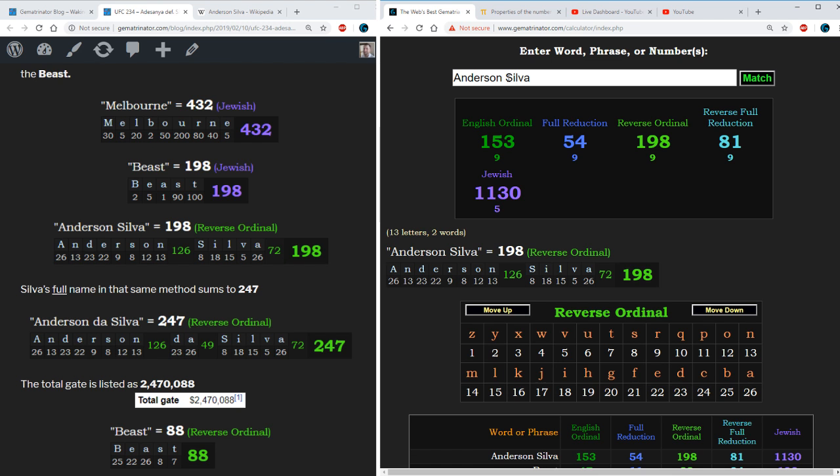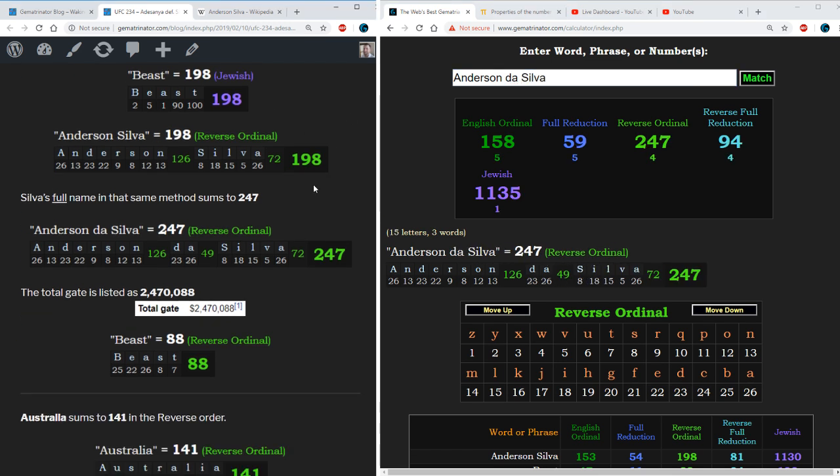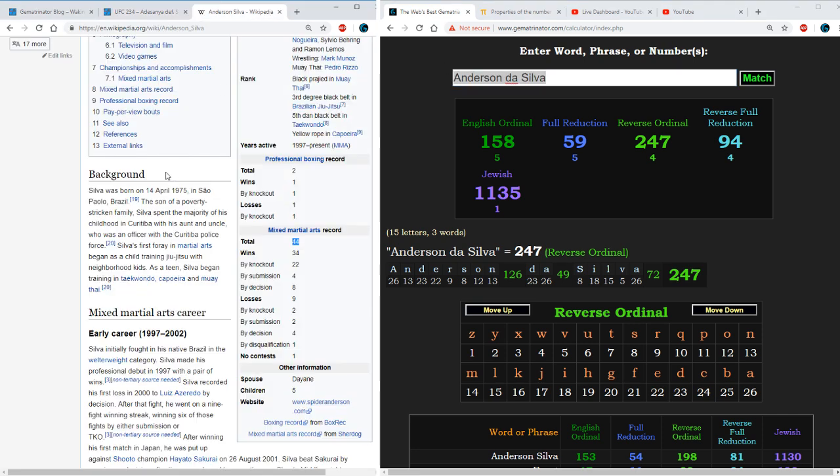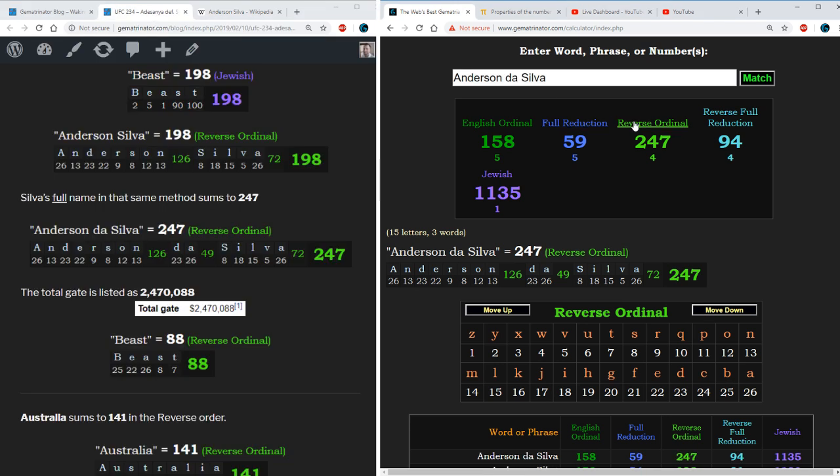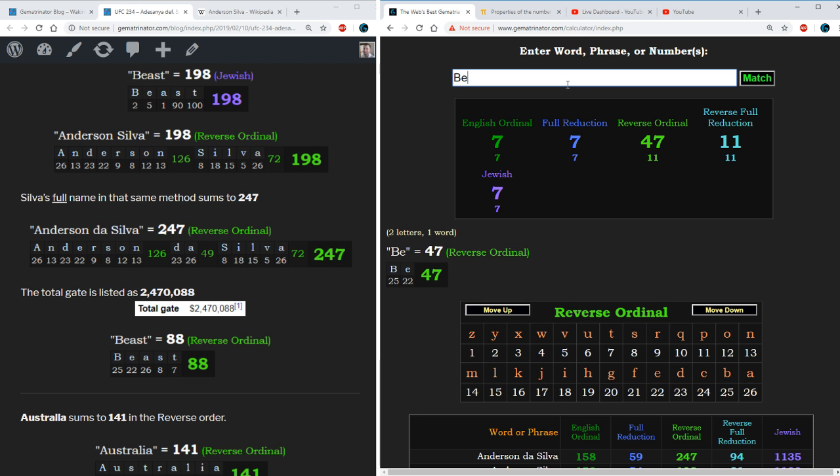And if you think this is a coincidence, check out how these numbers were coded in to the event. UFC reported its gate as $2.47 million and then an 88 at the end, right? It's Anderson da Silva. This is his full name, as seen here on Wikipedia. Notice how in the reverse order, his name sums to 247. UFC reporting their gate as 2.47 million. And then way at the end, we get 88. Well, how about the fact that the word beast equals 88 in the reverse reduction method?